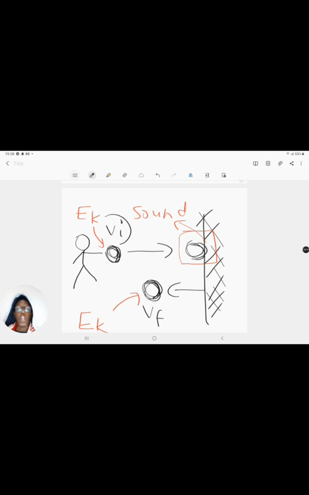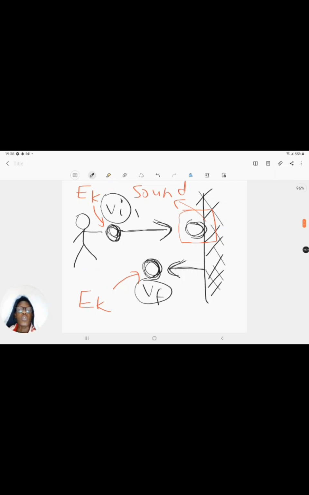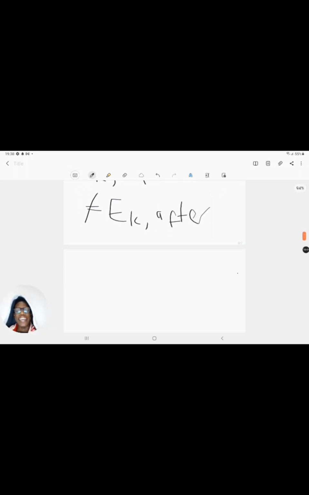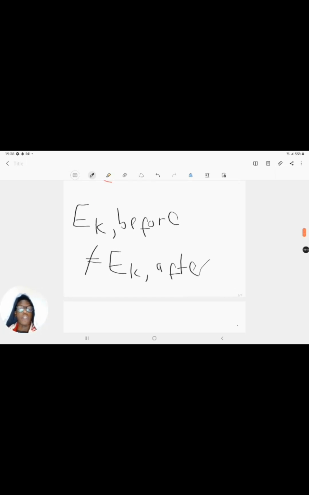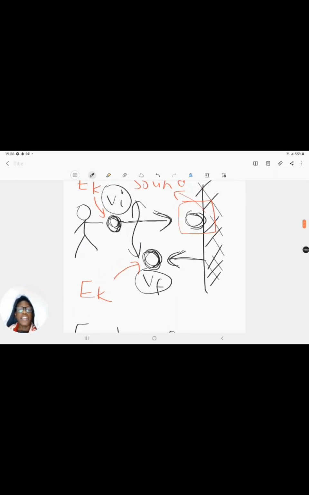What has changed? The velocity of the ball has changed, right? The ball approached the wall with a specific velocity. It hit the wall, then it bounced off the wall with a different velocity. So these two velocities are not the same. Since they are not the same, it follows by definition that the kinetic energies of the ball are not the same. It's the same ball. The kinetic energy of the ball before collision versus after collision is not the same, because the velocities are not the same.